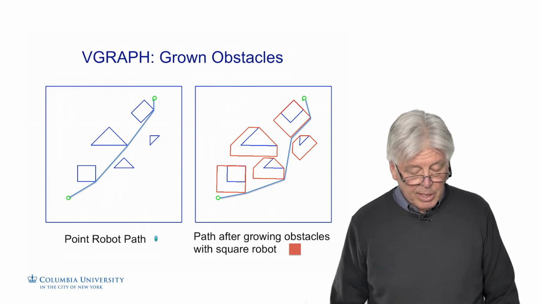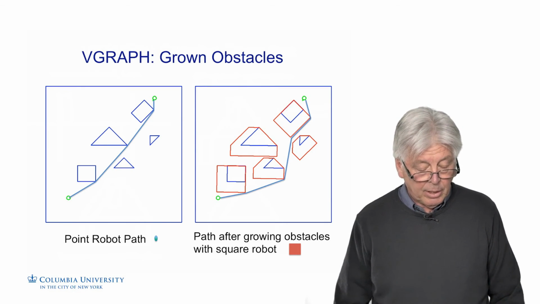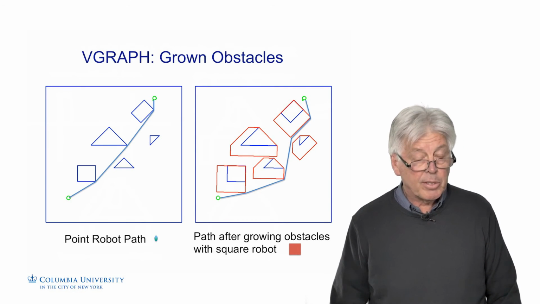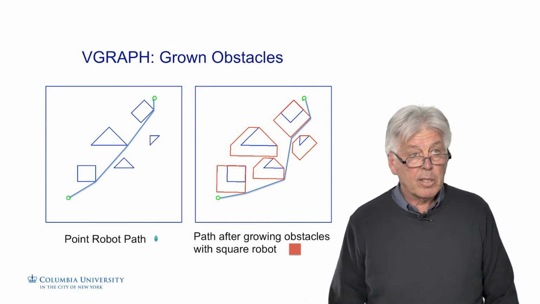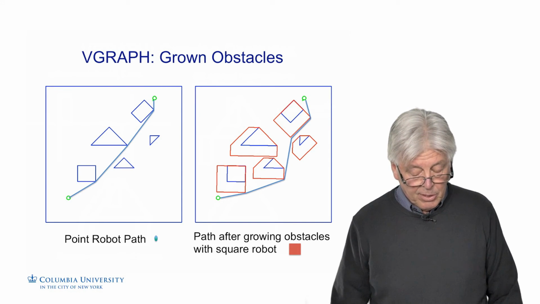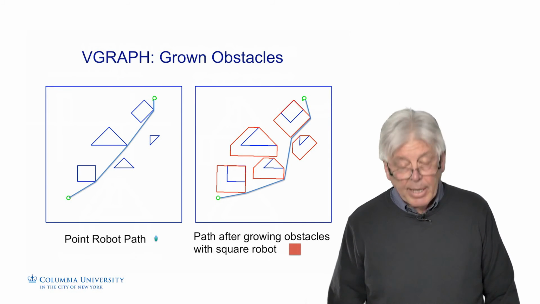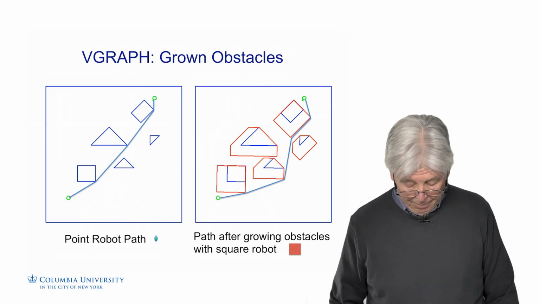So here you can see on the left we have a point robot path for this obstacle set where we go via the vertices, as we said before. And you can see after you grow the obstacles, the path changes because now you have to worry about the size of the robot. So the one on the right is with a rectangular robot in red, and you can see how the path changes because of the size of the robot.